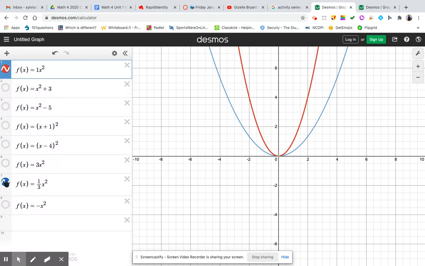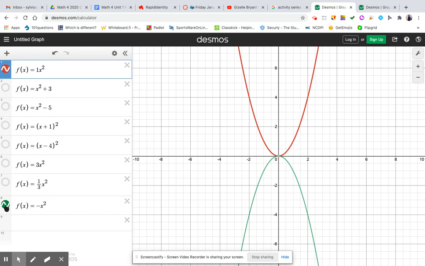And the last one I want to take a look at, let's see what happens if I add a negative in front. Boop, it flipped it over the x-axis. So here's my original quadratic function. Notice when I do f of x equals negative x squared, it flipped it over the x-axis. So it reflected over the x-axis.